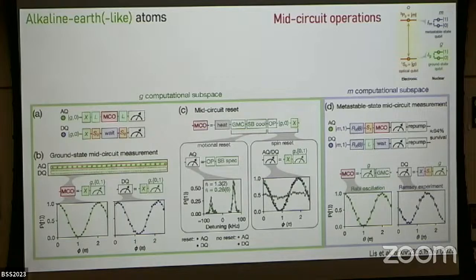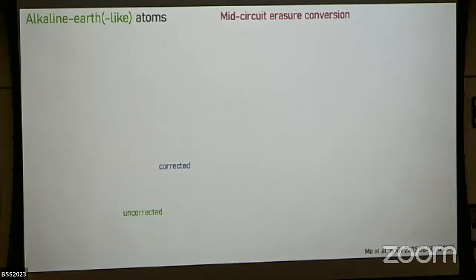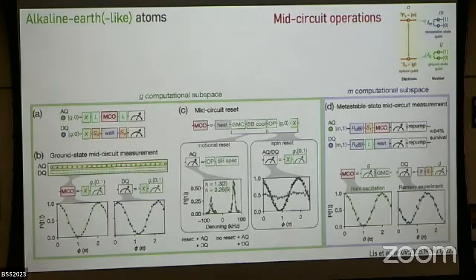And they see that they can preserve coherence when they do this. They can do something similar also if you want to do mid-circuit readout of the metastable state instead of the ground state. So this works for both of your two different types of qubits. And sorry, is this part clear about how you use this different electronic structure of the alkaline earth atoms to do mid-circuit readout and operations? Yeah.